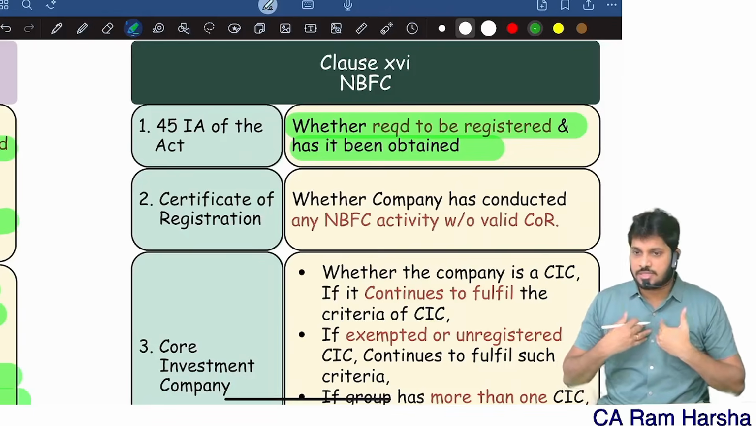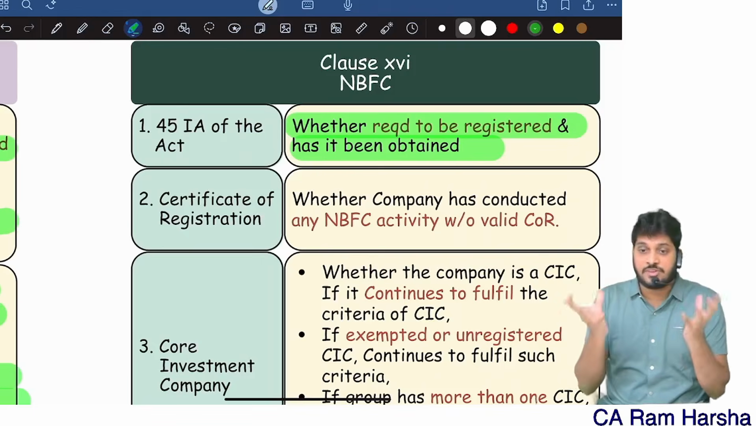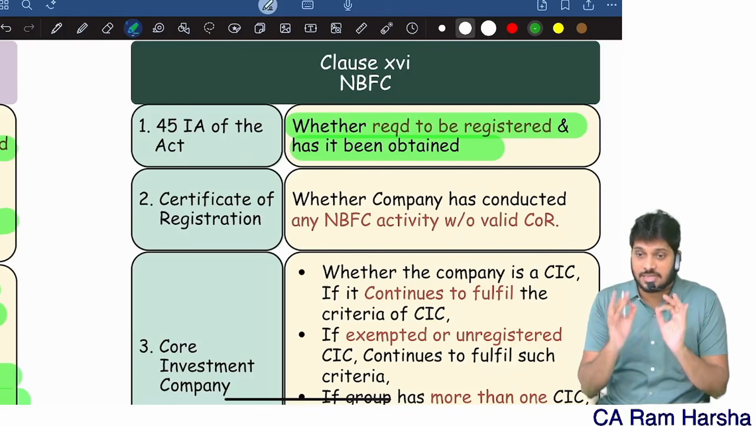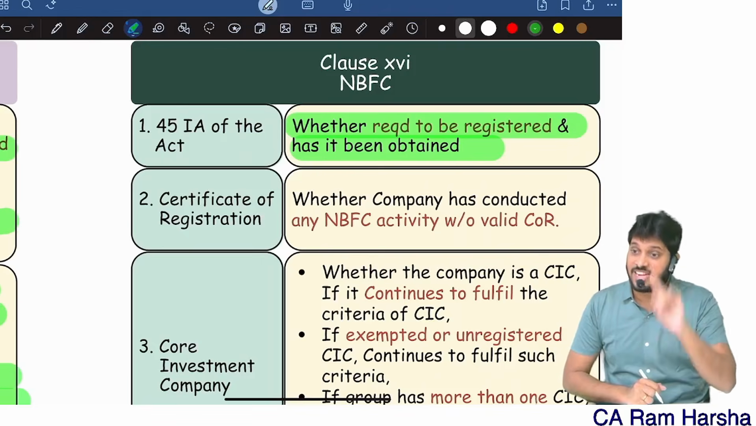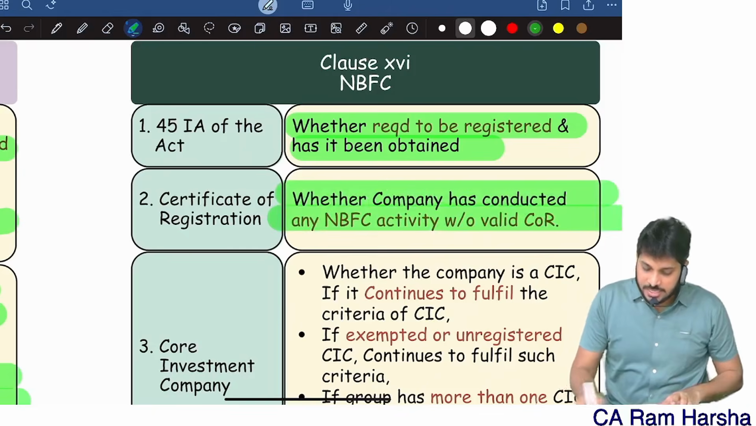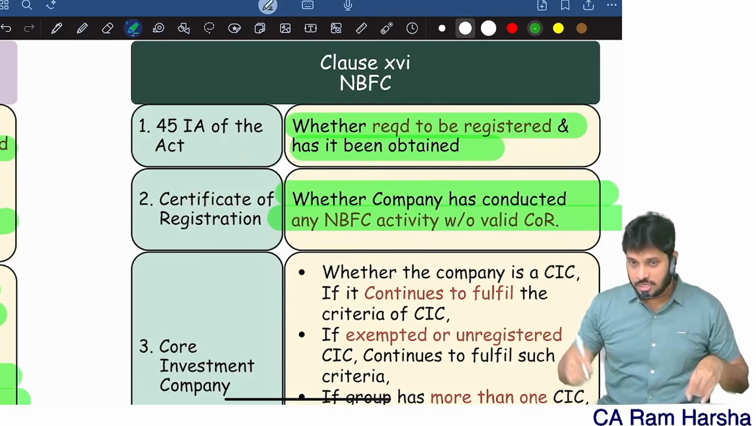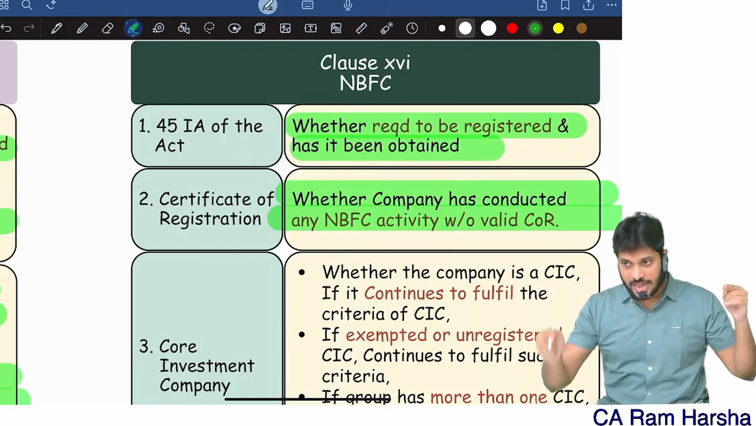Principal business means very simple. If more than 50% of income is from financial income and more than 50% of the assets are financial assets, then that particular organization is nothing but doing financial activities. They must register with RBI. Whether company has conducted any activity without a registration, yes or no? Just check out. Is it liable for registration, and are they doing any activity without registration?